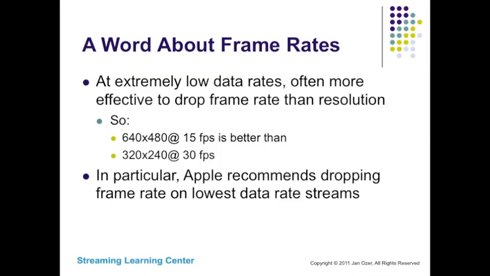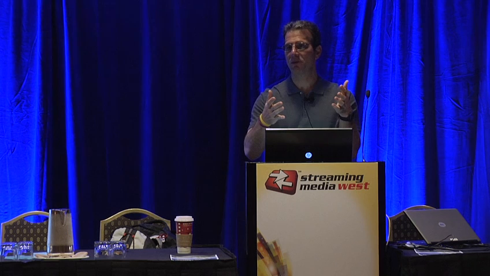And kind of following along my previous comment, if you end up with a very, very low data rate, and we'll see this with some of the Apple recommendations, if you want to stream at 300 kilobits per second, and you've got a 640 by 480 window, you could create a 320 by 240 video stream and then scale that up, or you could create a 640 by 480 video resolution file and then encode that at 15 frames per second.